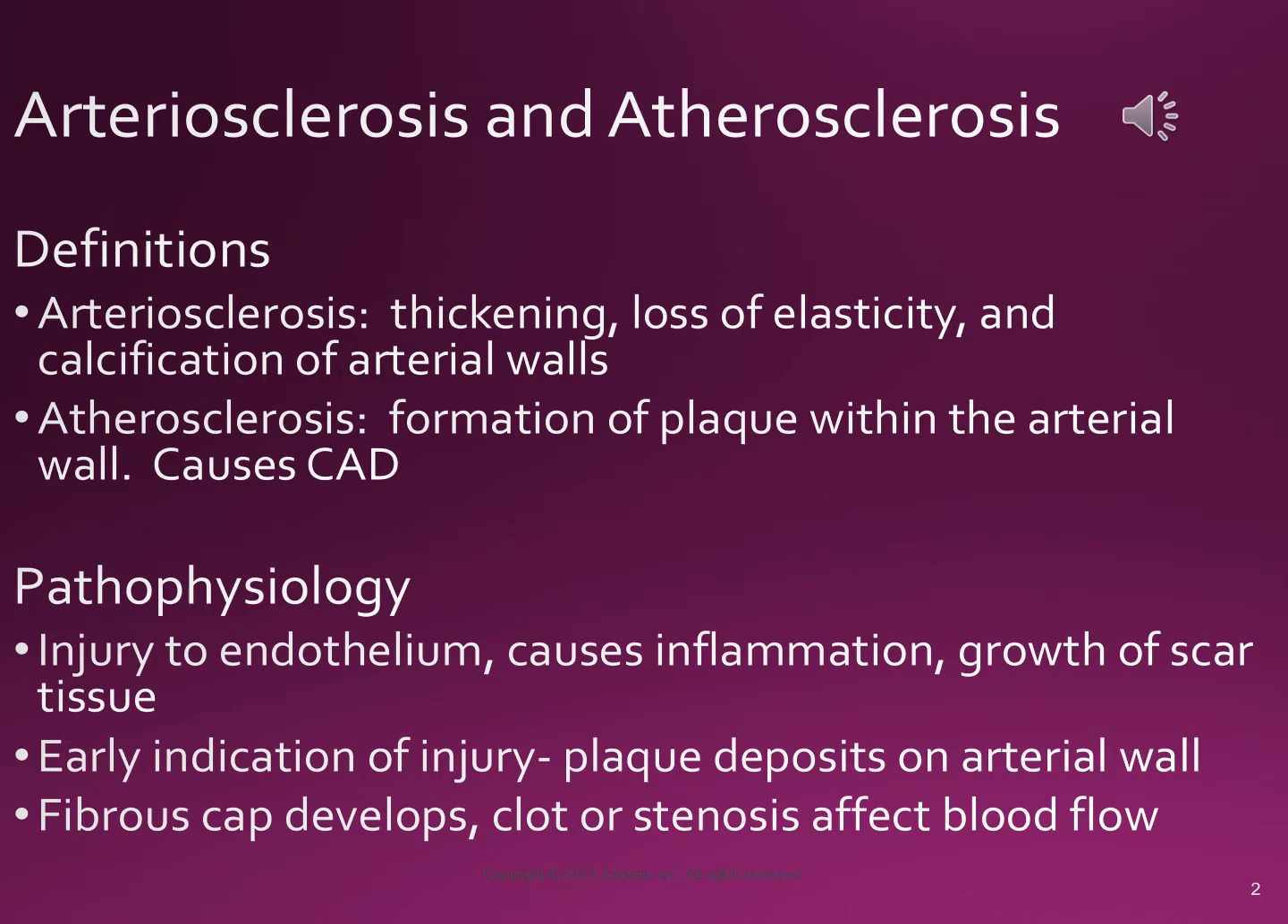This cap can rupture and form a clot, and that clot can block your coronary artery. It can block your carotid artery. It can block any artery down in your leg. And so a partial or a total occlusion of blood flow happens behind this clot or this stenosis, and this is what causes the symptoms in peripheral arterial disease.